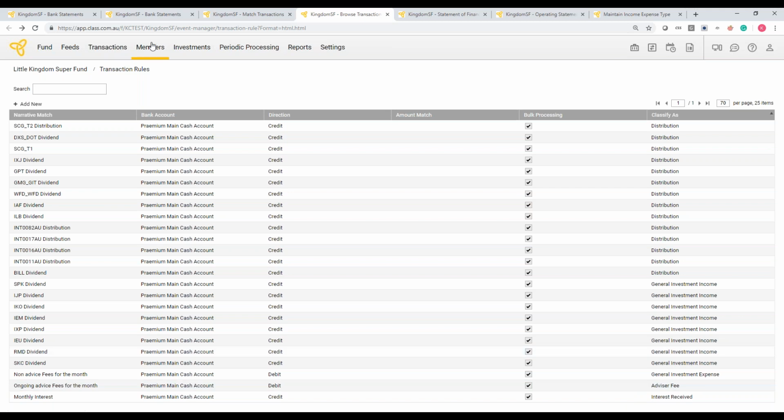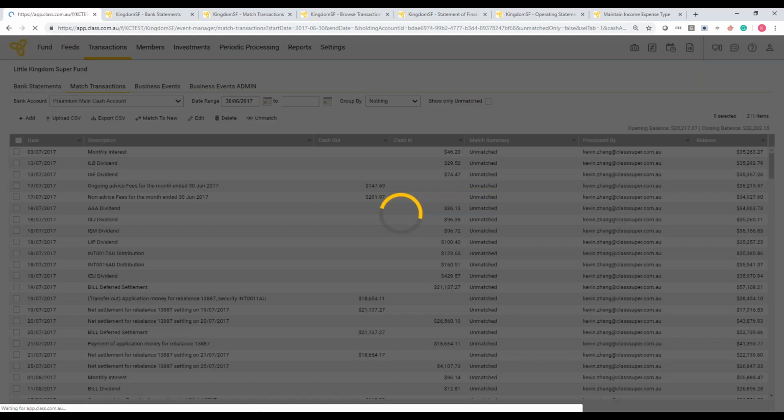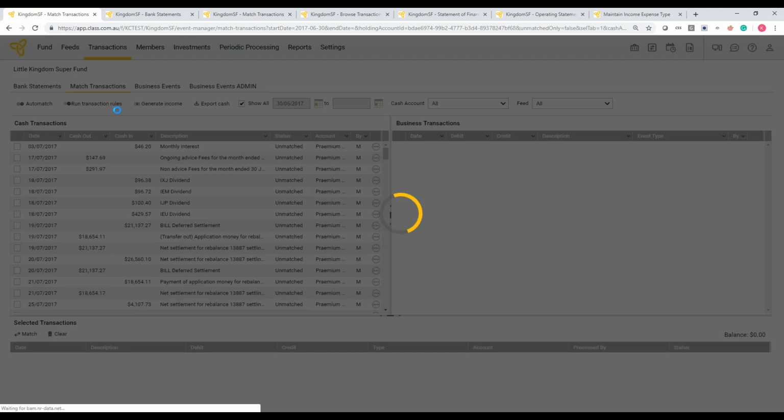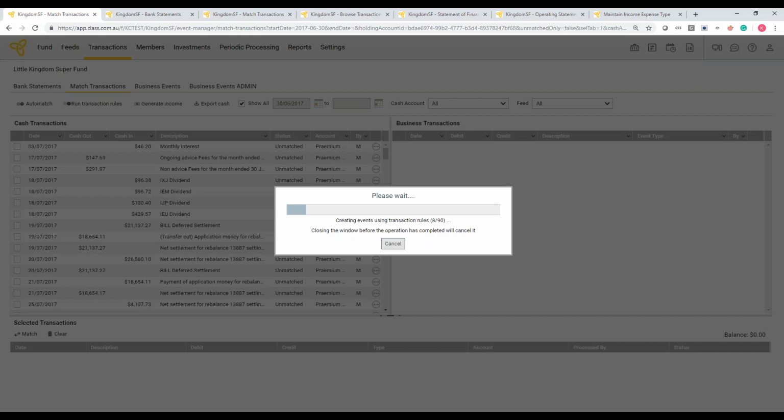Hopefully, by running the rules, I can reduce a lot of transactions. Obviously, to run the rules, you go to transactions and run transaction rules. Let's create business events for 90 transactions. I started with 211, matched off a couple of receivables, about 9 of them, and the transaction rule took care of 90 transactions. So altogether, almost half of the transactions are done simply by doing this.